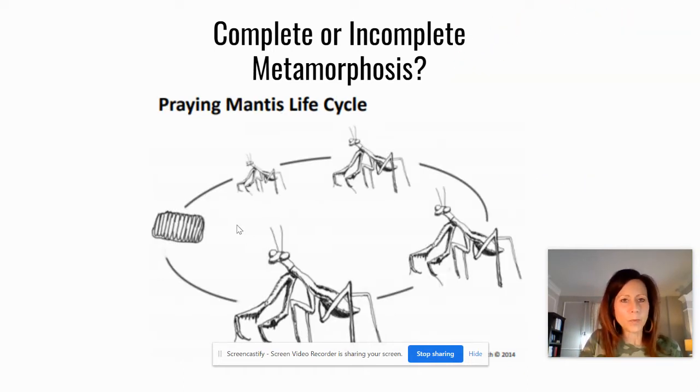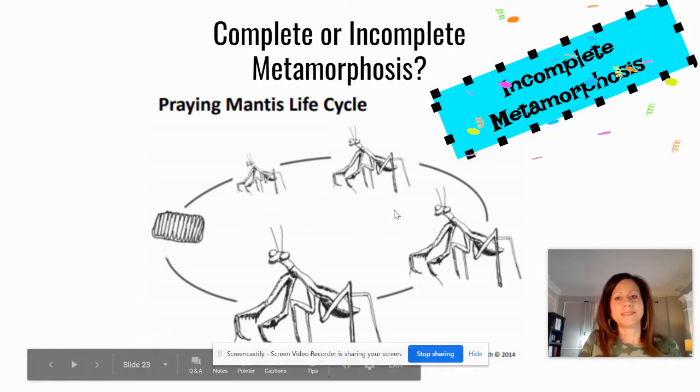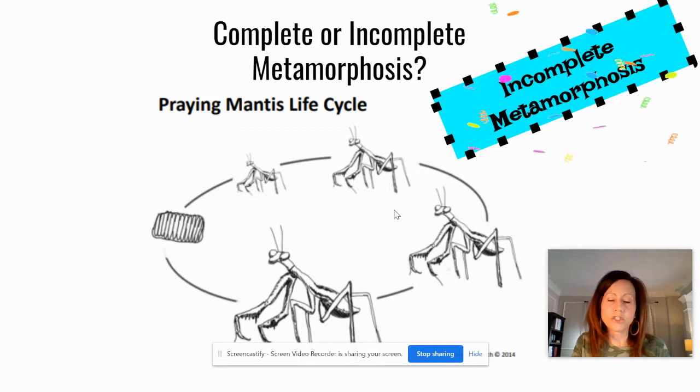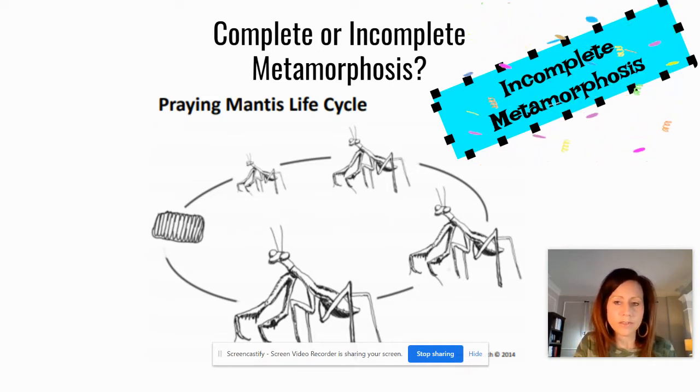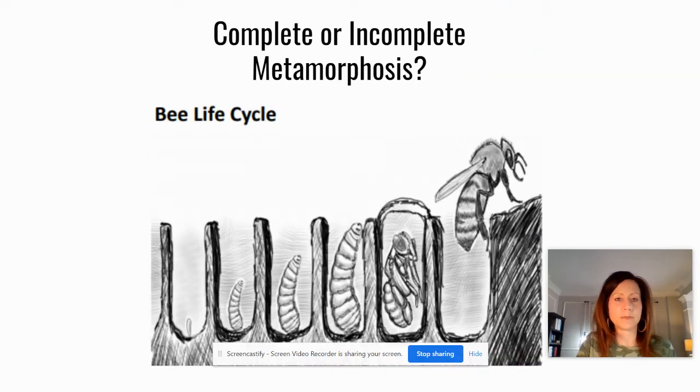Okay, what about this? This is a praying mantis. So here's the egg, and then look, it's a baby praying mantis, and as it grows, it looks very similar to an adult praying mantis. So we only see 3 stages here: egg, nymph, adult. So that would be incomplete metamorphosis. There's no larva, there's no pupa, it doesn't wrap into a cocoon, it doesn't turn into a worm-like feature, so that would be incomplete metamorphosis.